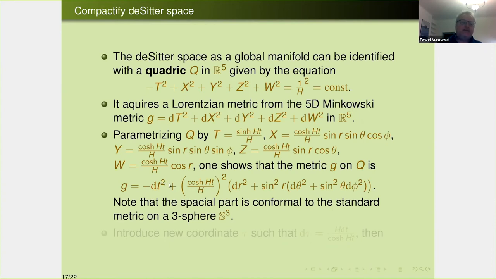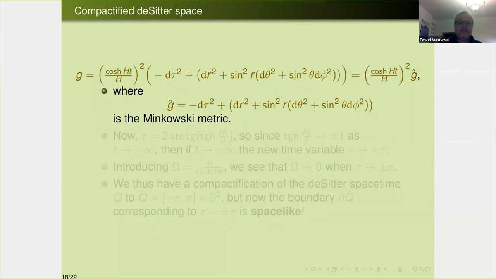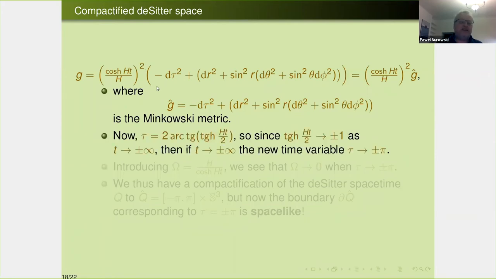Here will be dt over this thing squared. So it immediately tells you that one can introduce a variable tau, which is just the inverse of this, h dt. And then in this variable tau, the de Sitter metric looks like this. There is this cosh, and in this variable tau, it is simply nothing but the Minkowski metric. So this is just the Minkowski metric here, and there is this cosh. Now I have variable tau, so I should simply invert t to tau, and if I call this metric g hat, then I will have precisely the conformal compactification of de Sitter.